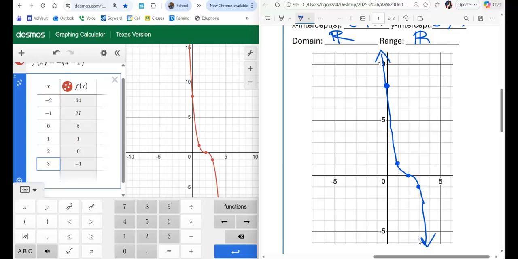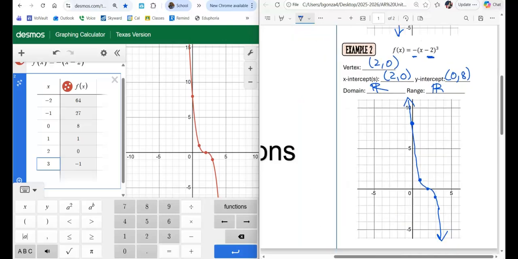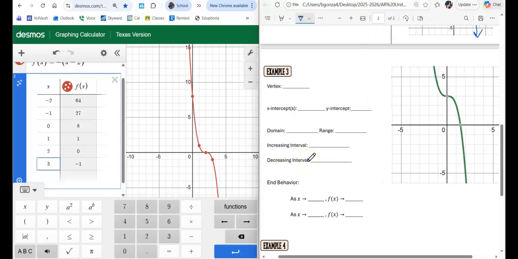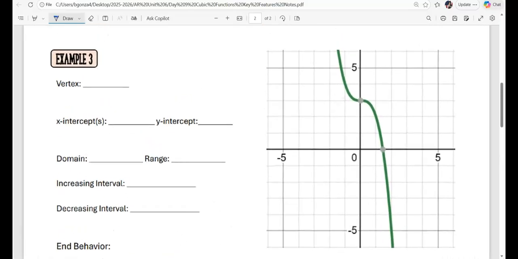Cubed. All this did was move it 2 to the right and flip it. So that negative sign in front flipped it over. And then this -2 on the inside, insiders lie, that moved it 2 to the right. But you can just graph it, click points, and get a table. Okay. Any questions on the front side? Flip it over, halfway down here. Dang, sorry.